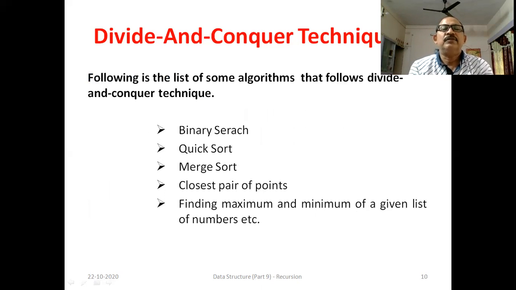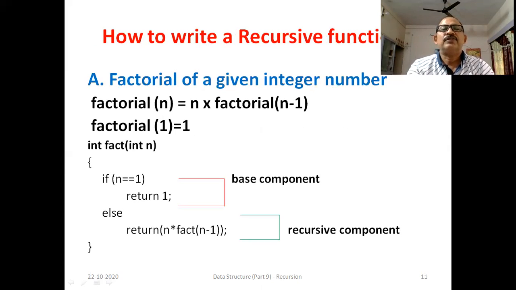Now, next, you can see on the screen some algorithms that follow the divide and conquer technique. Binary search is based on the divide and conquer technique. Quick sort, merge sort, closest pair of points, finding maximum and minimum of a given list of numbers. Okay. Next topic, how to write a recursive function.